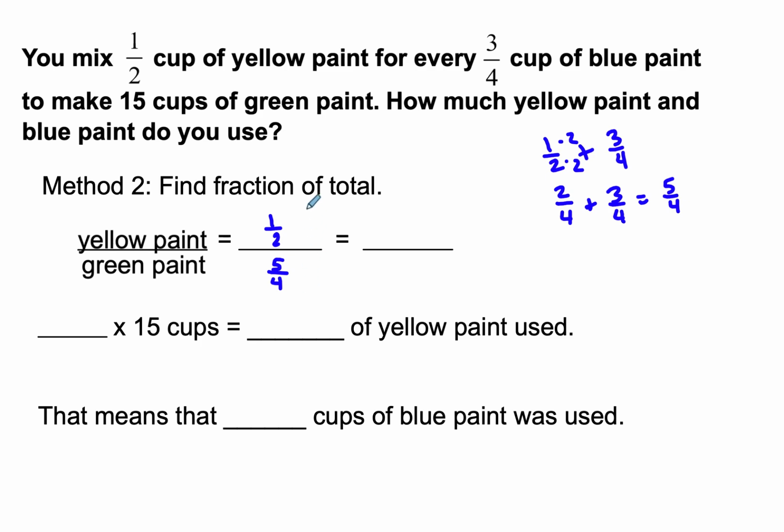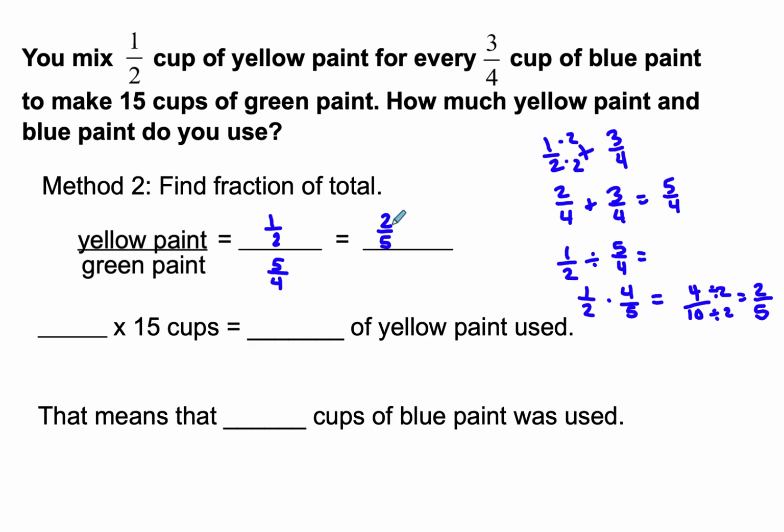And then this means divide, 1/2 divided by 5/4. So I'll do that over here, 1/2 divided by 5/4. Keep change flip becomes 1/2 times 4/5. This time I'll just multiply straight across. 1 times 4 is 4, 2 times 5 is 10. When I simplify that by dividing by 2, I get 2/5. What that means is there's 2/5 yellow for every 1 cup of green.